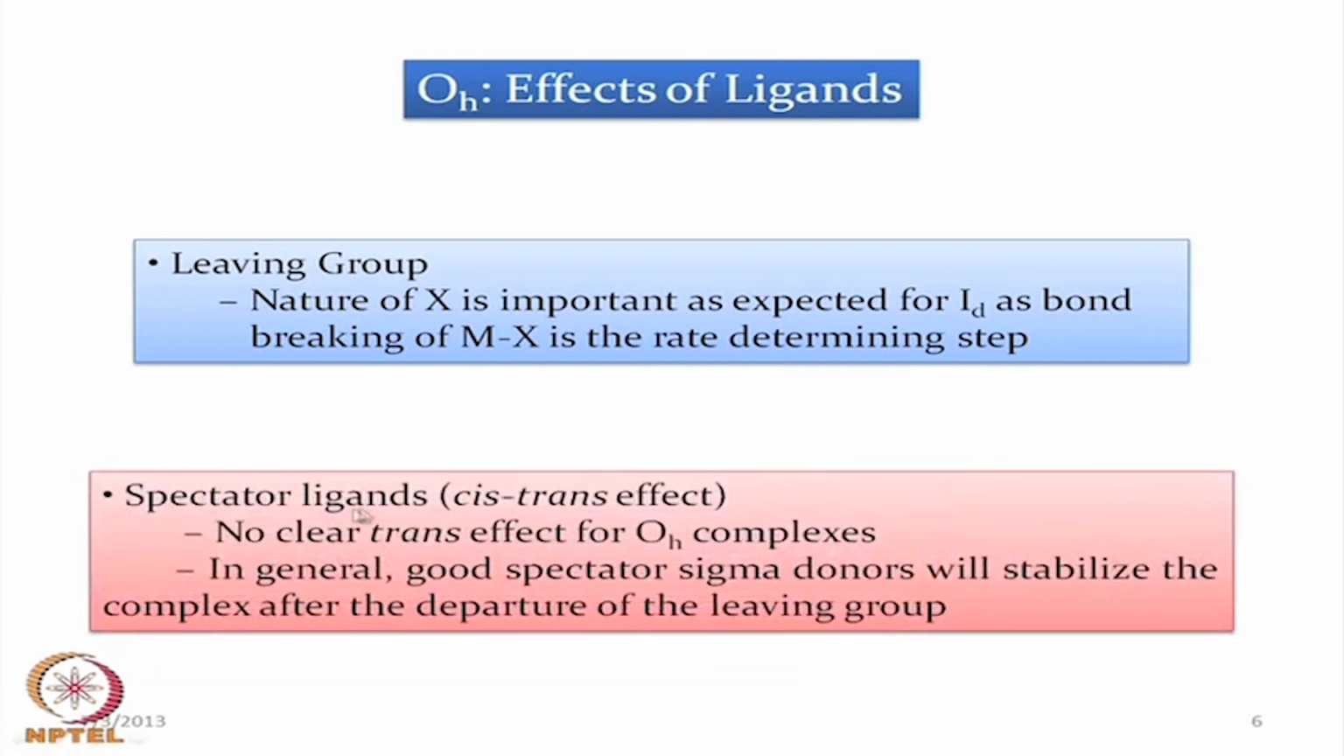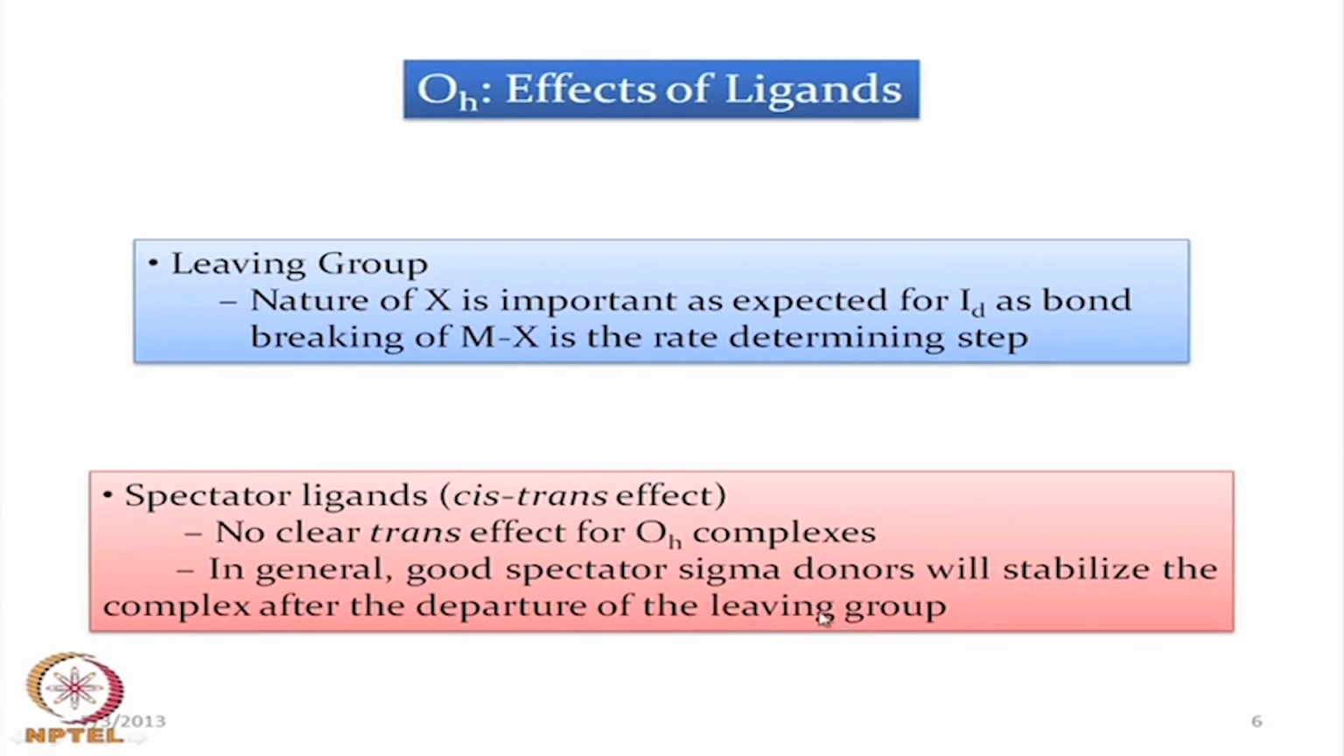We can have some spectator ligands where we can see the trans effect, as well as the opposite of that, which we can consider as the cis effect. So, we consider the cis and trans effect for octahedral geometries. No clear cut trans effect is seen for octahedral geometries, which is observable only for square planar geometries. In general, good spectator sigma donors, which have a good trans effect, as we have seen, will stabilize the complex after the departure of the leaving group.